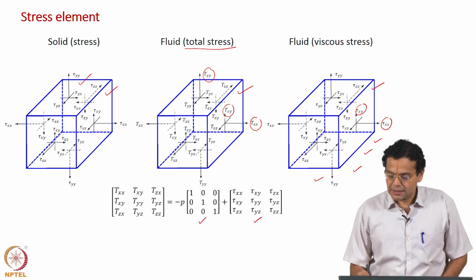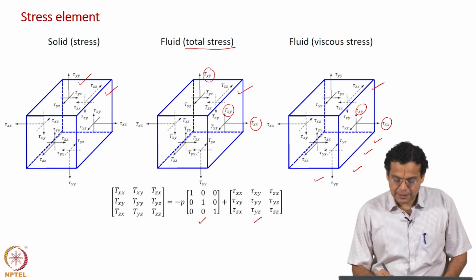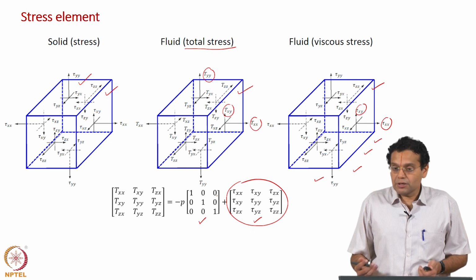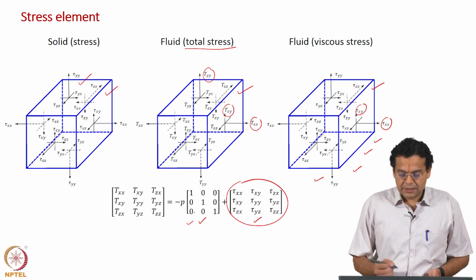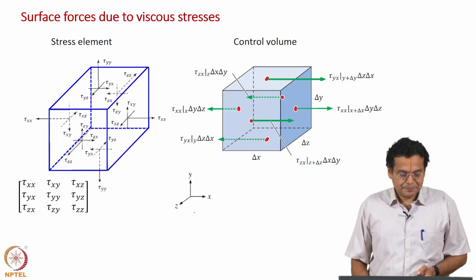Taking this as a stress element, you should know that the 9 components shown there represent the elements of the viscous stress tensor for the case of fluids, which represent the stress because of the flow. Okay. This represents the stress under static condition. Okay, let us proceed further.